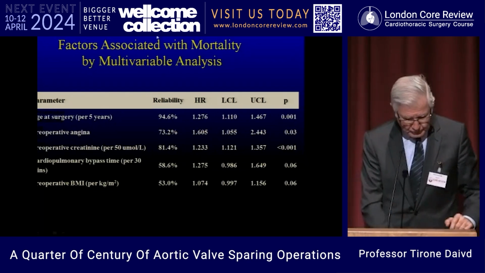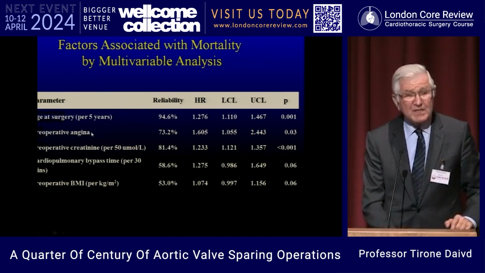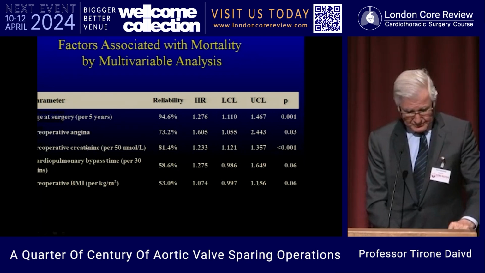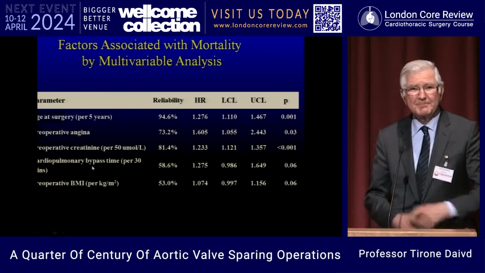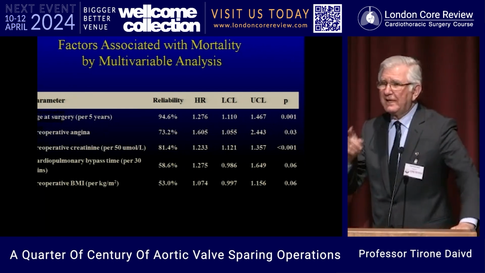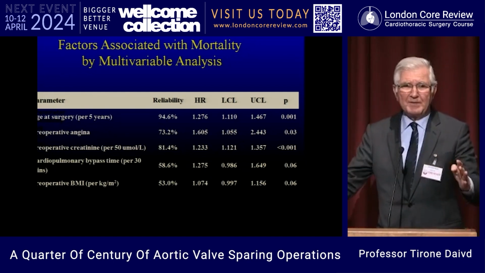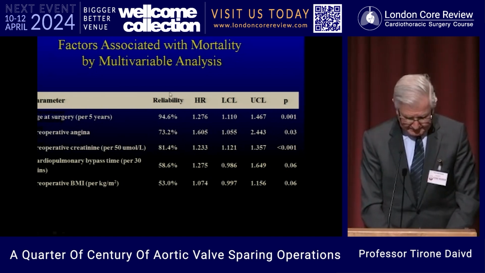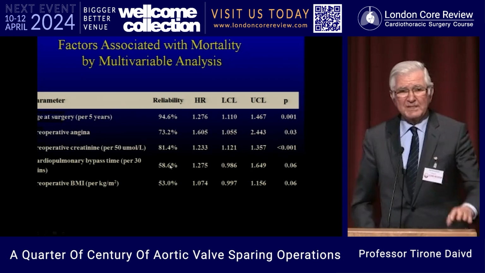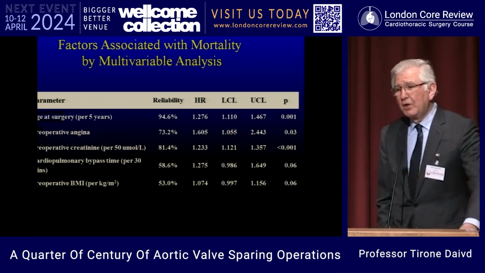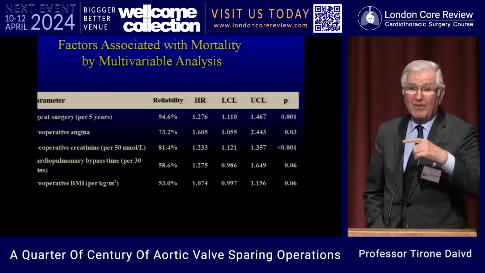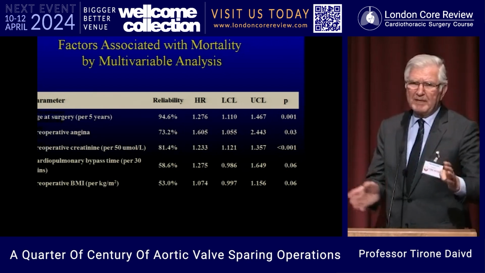Why do they die? Well, they die because they are old, because they have coronary disease, because the creatinine was increased, renal function is impaired. And this is very interesting. It's the first paper I ever published where duration of bypass had a negative effect on survival. The reliability is only 58%. But it is, nonetheless, significant by multivariable analysis. The longer the pump run, 20 years later, it might affect survival. And this is multivariable. We tried to see if it was because of blood transfusion.